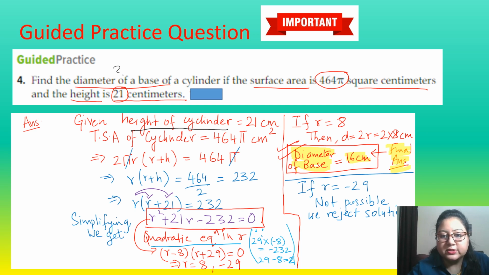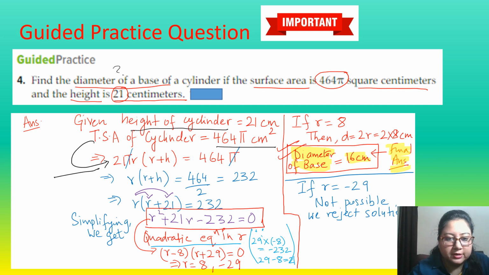And the second thing which is given to you is the total surface area, and that is in terms of pi. So we are not going to be substituting the value of pi here, we'll keep it as it is. Because in the next step, when you put the formula for TSA, you will see that pi is going to cancel from both sides. Let's substitute the formula 2 pi r (r plus h).